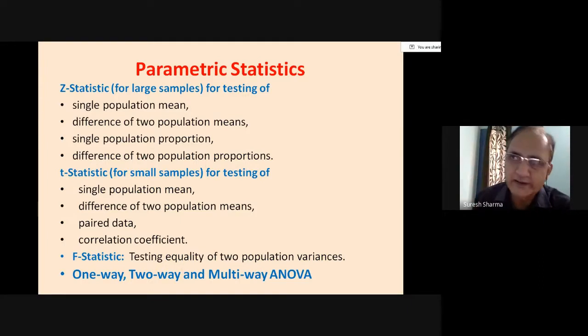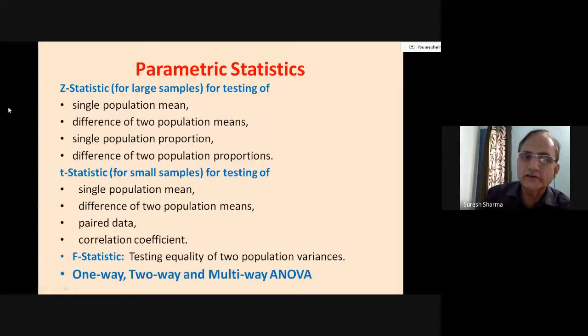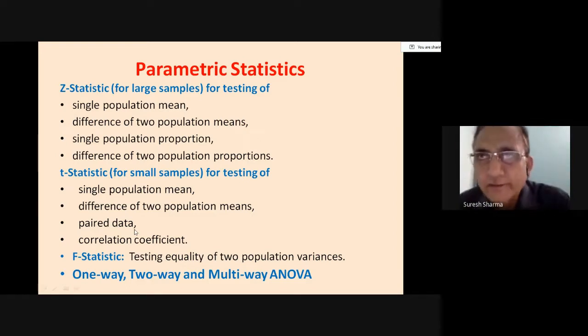Now where to use T test? Because this is one of the problems which we need to solve today. It can be used for testing of a single population mean, like mu is equal to mu naught. It can be used for testing of two population means, like H naught: mu1 is equal to mu2, convent school, government school. Or it can also be used for testing of paired data. Paired data means sometimes we have pairing of the data.